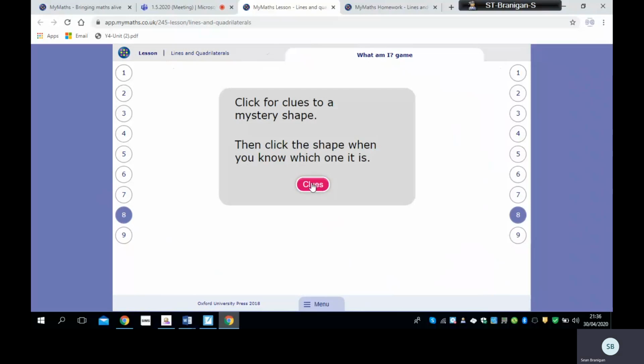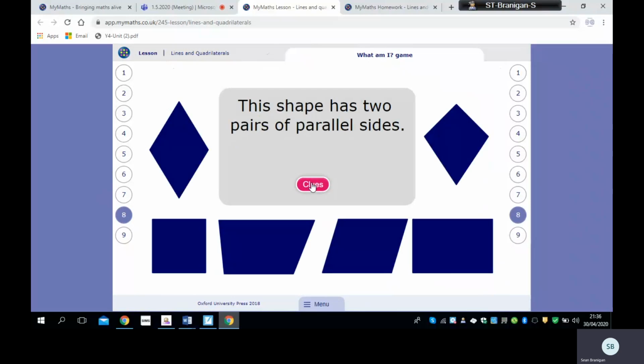Okay, we're going to see some clues now about a mystery shape, and then we're going to click on the shape when we know which one it is. I might run through all of them. So this shape, all of the clues that is, this shape has 2 pairs of parallel sides.